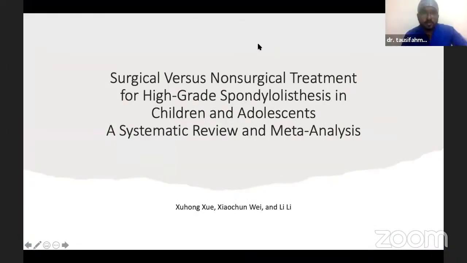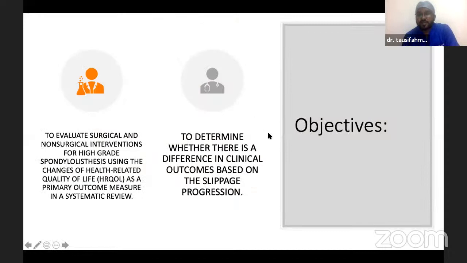Good evening. I'm presenting an article on surgical versus non-surgical treatment for high-grade spondylolisthesis in children and adolescents, a systematic review and meta-analysis. It was carried out by Hugh and co-workers and published in the Journal of Medicine in March 2016. The objective of this study is to evaluate surgical and non-surgical intervention for high-grade spondylolisthesis using the change in health-related quality of life as the primary outcome measure.